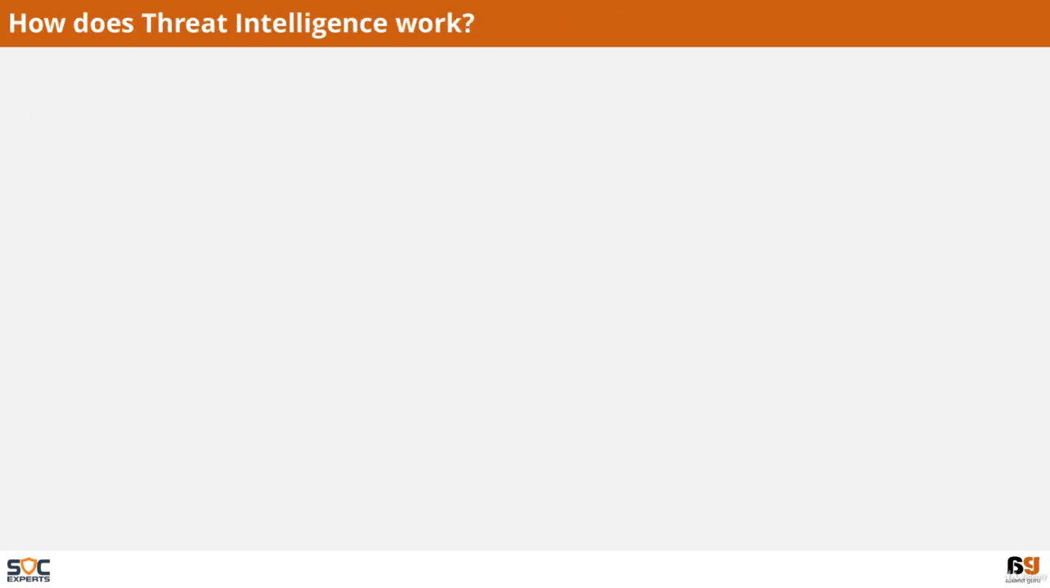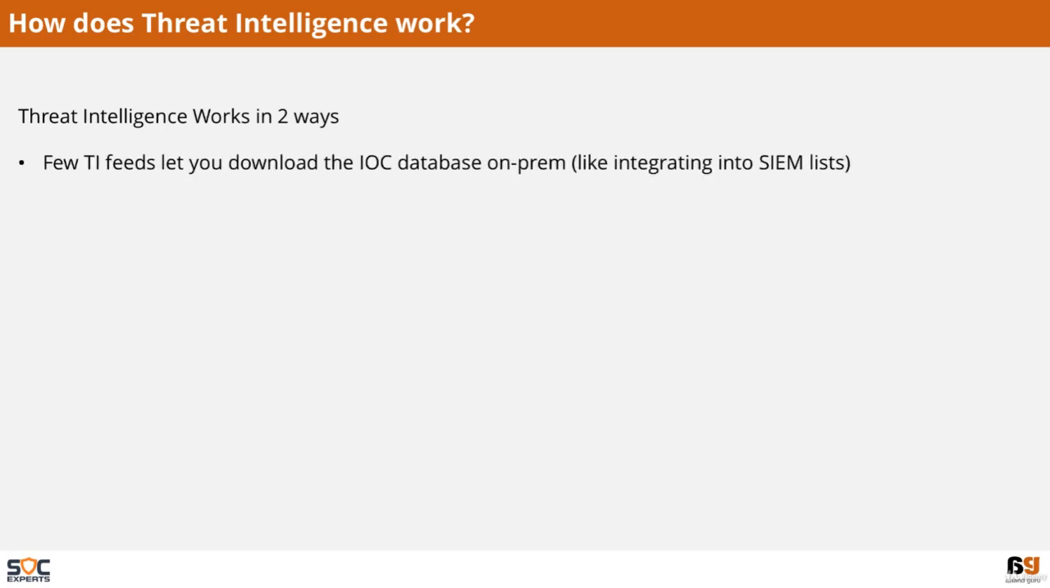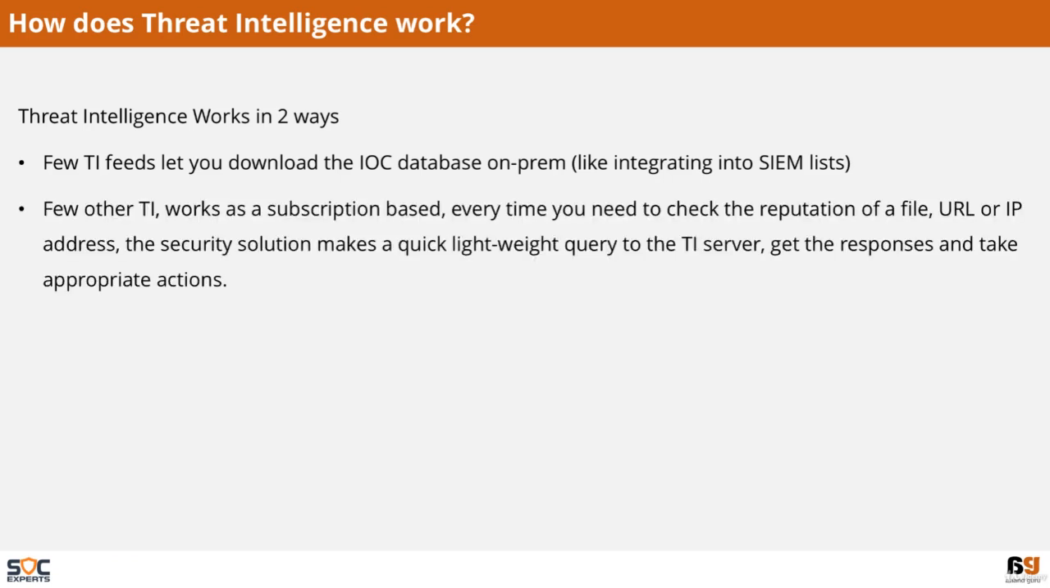How does threat intelligence work? Threat intelligence work in two ways. Few threat intelligence let you download the indicators of compromise database on-prem, like for example integrating it with the SIEM lists. Few other threat intelligence work as a subscription based. Every time you need to check the reputation of a file or a URL and IP address, the security solution makes a quick, lightweight query to the threat intelligence server, get the response, and take appropriate action.